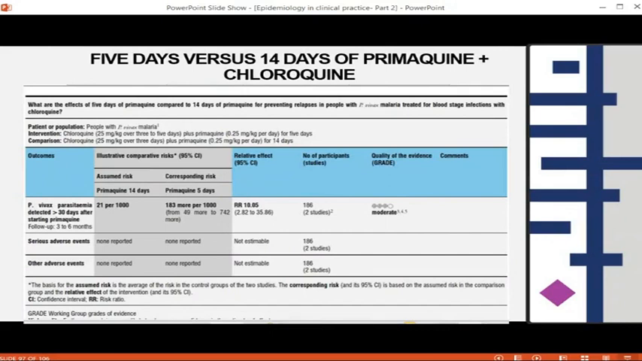Right. Now, moderate means that it's not high certainty. For some reason, we have downgraded our confidence. So we have to see what the footnotes tell us.